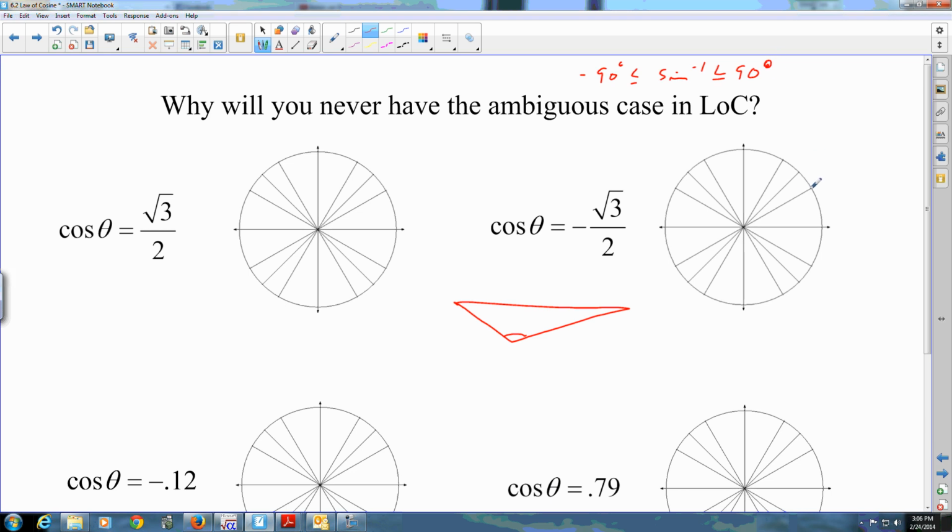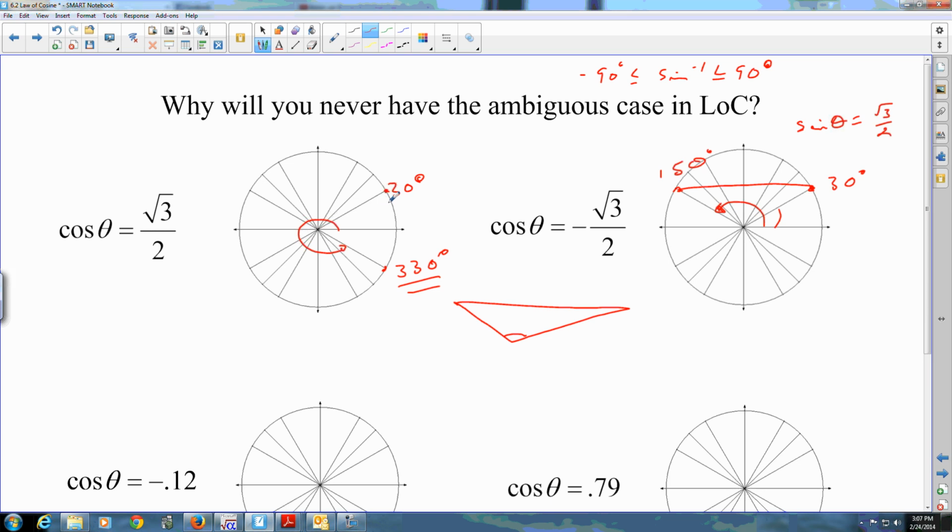Say you had sine of theta is equal to the square root of 3 over 2. It could happen here at 30, or it could happen here at 150. There's two different locations it could happen that could fit inside a triangle. 30 and 150 will make up a triangle. Now here, cosine, where is it square root of 3 over 2? Right here and right here. So 30 degrees and 330 degrees. That's not fitting in a triangle.